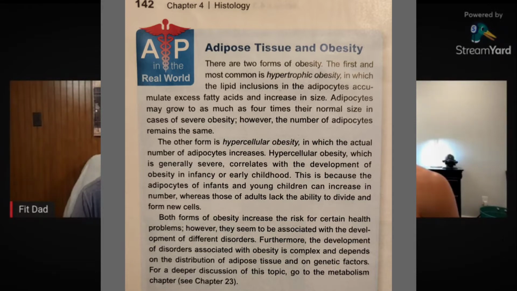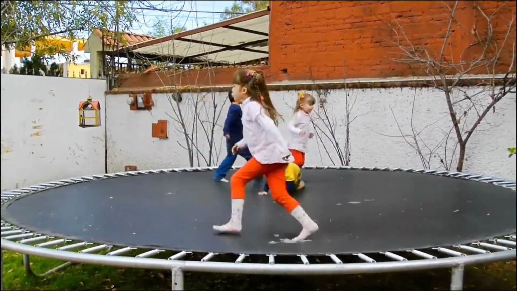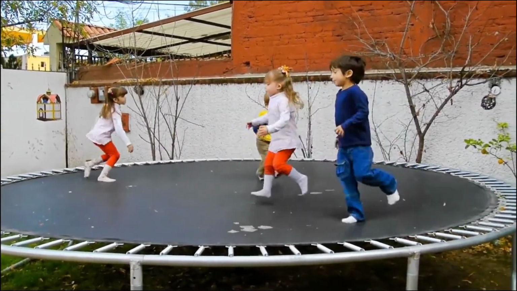And the other form is hypercellular obesity, in which the actual number of adipocytes increases. Hypercellular obesity, which is generally severe, correlates with the development of obesity in infancy or early childhood. So we're not talking about teenagers. We're talking about toddlers, infants. Yes, probably by the age of 10, you're not going to see many cases of hypercellular obesity. At that point, it goes more into the hypertrophic side.